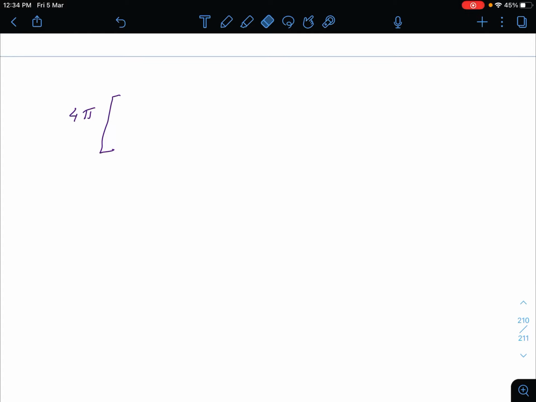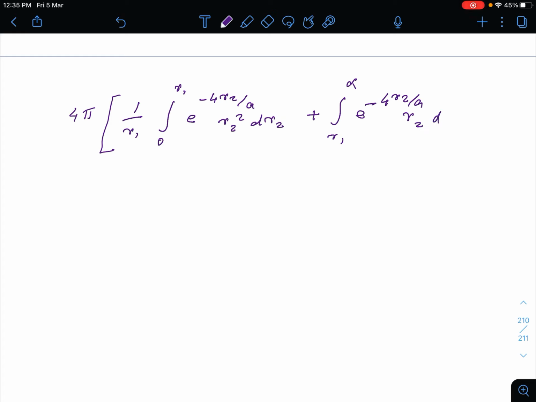So let's calculate this integral, that is 4 pi times 1 by r1 integral 0 to r1 e raised to minus 4 r2 by a r2 square dr2 plus integral r1 to infinity e raised to minus 4 r2 by a r2 dr2. This is our integral.